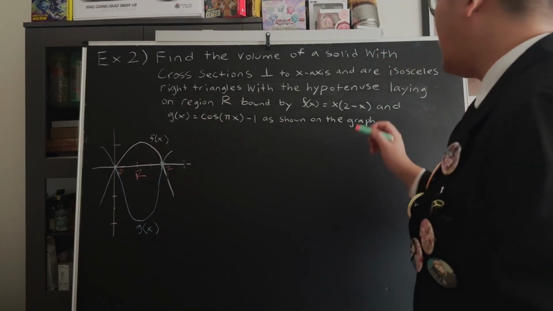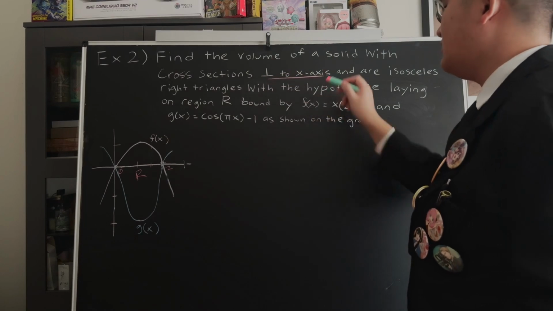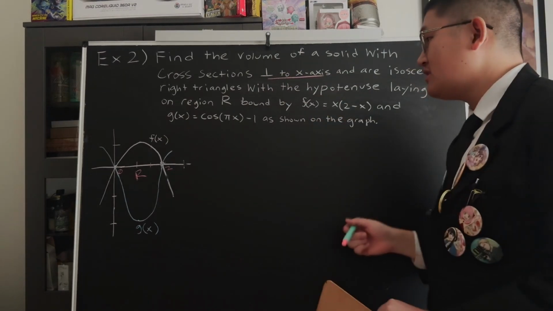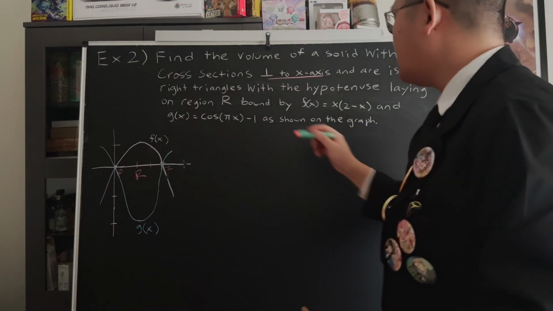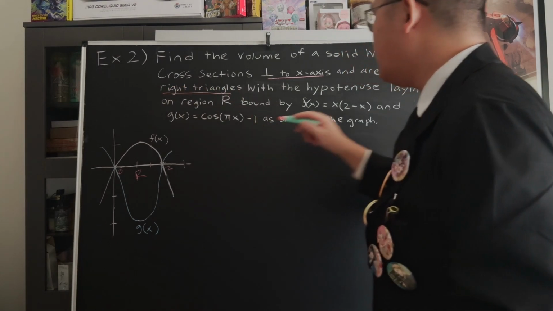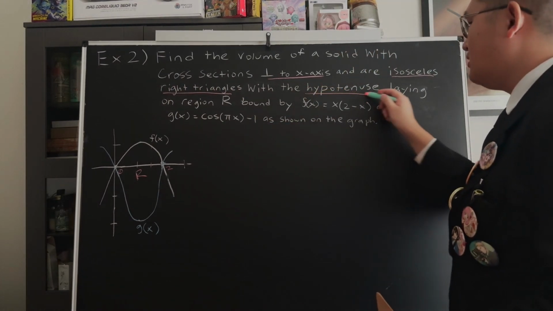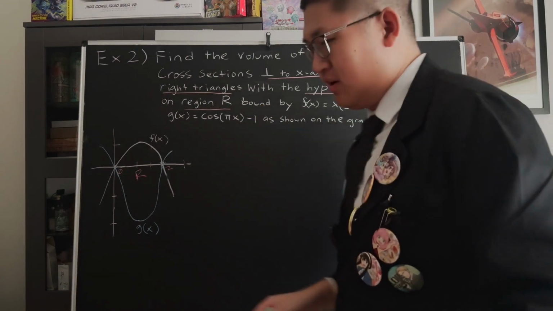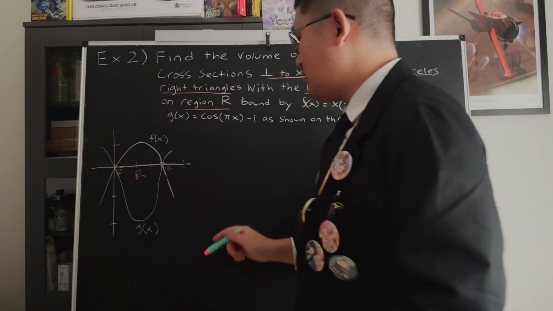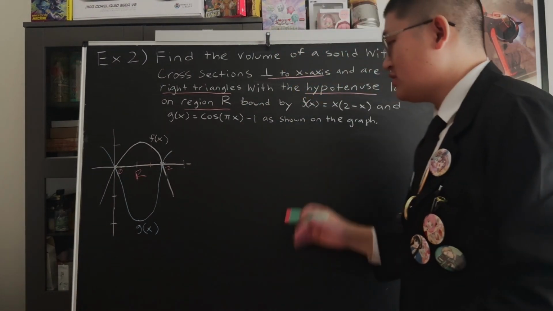First off, of course, is that we are once again going perpendicular to the x-axis. That's pretty nice. But they are asking for right triangles, again, the ones that are isosceles right triangles, with the hypotenuse lying across region R. So that's a lot of details which we need to use in order to set up this problem.